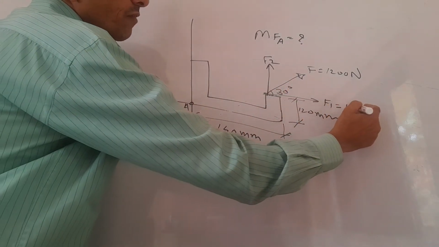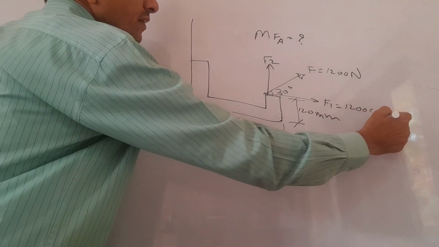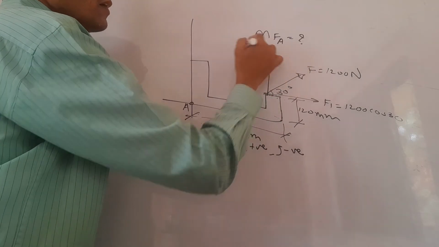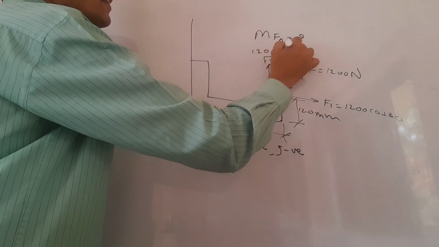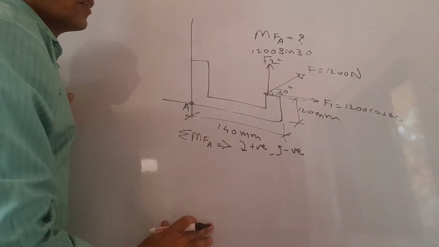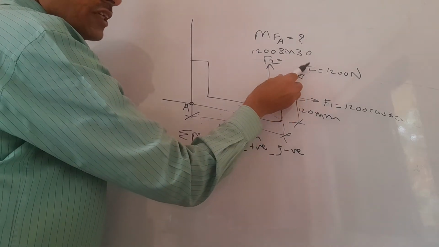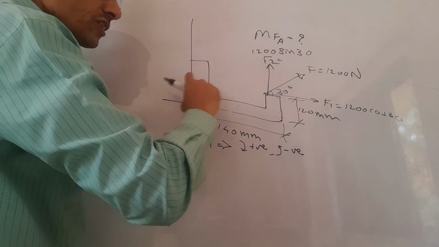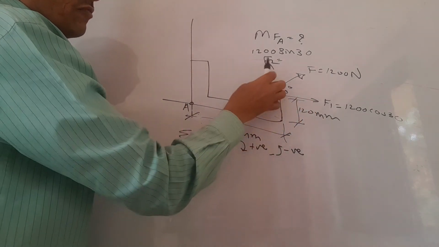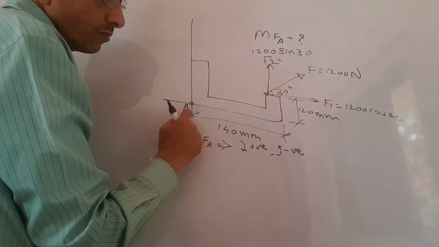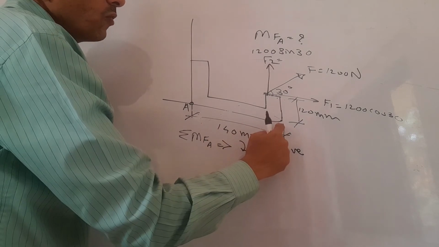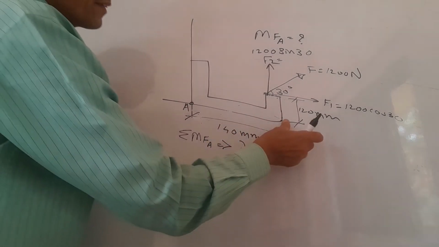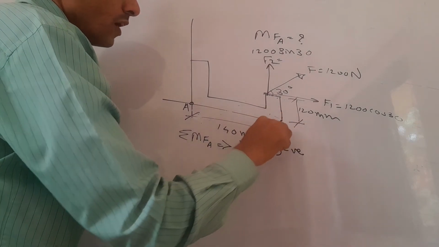F1 is equal to what? 1200 cos 30, because it is the adjacent component, and the other is 1200 sin 30. So now, instead of this inclined force, I use this force with perpendicular distance 120 millimeter, and when I use the other force, the perpendicular distance I have is 140 millimeter.